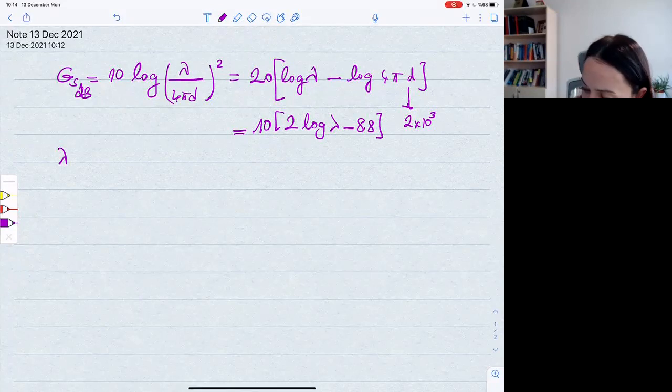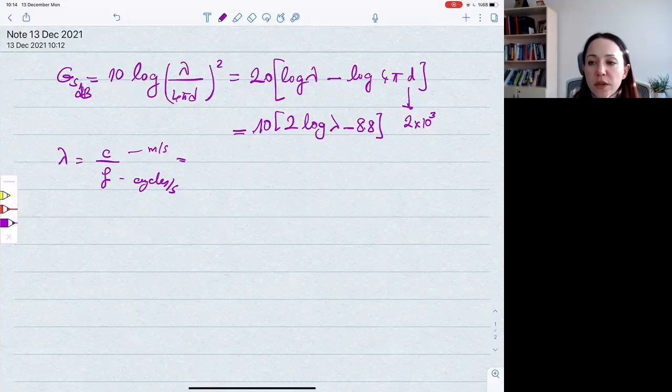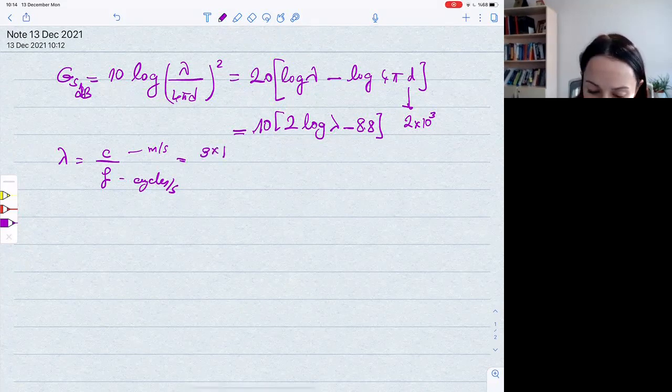Lambda is equal to the speed of light divided by the frequency, for an electromagnetic wave, because this is meters per second and this is cycles per second. So the result is going to give us the wavelength in meters. So 3 times 10 to the 8 meters per second divided by the frequency.